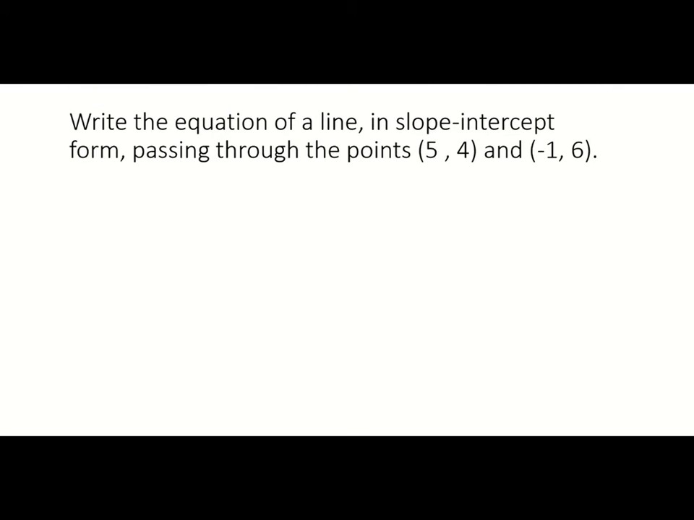Our next example is to write the equation of a line in slope-intercept form, passing through the points (5, 4) and (-1, 6). So for this problem, what we're going to do first, since we need to figure out the slope, is figure out the rise over the run between the 2 points given. Remember, rise is the change in your y values, and run is the change in your x values.